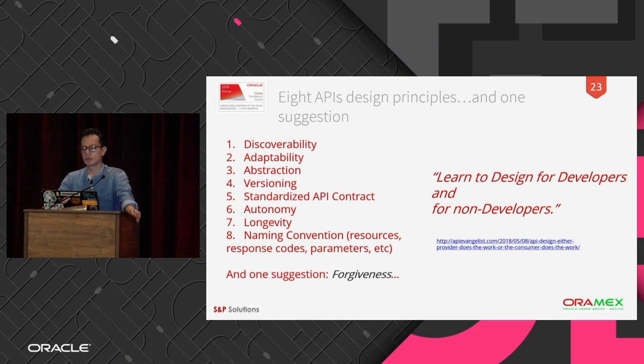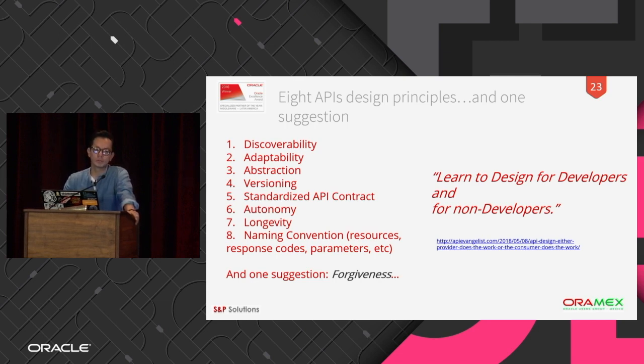And the suggestion is forgiveness, okay? Just as I already mentioned, APIs are like love at first sight. And when you fall in love at first sight, then you get some forgiveness from your partner. If you do something wrong, then probably she or he is going to forgive you.